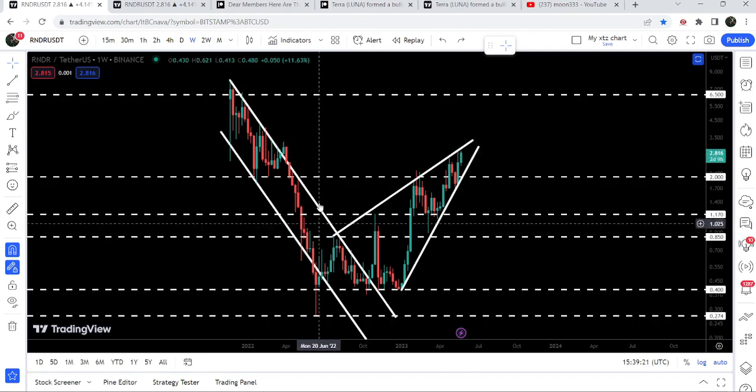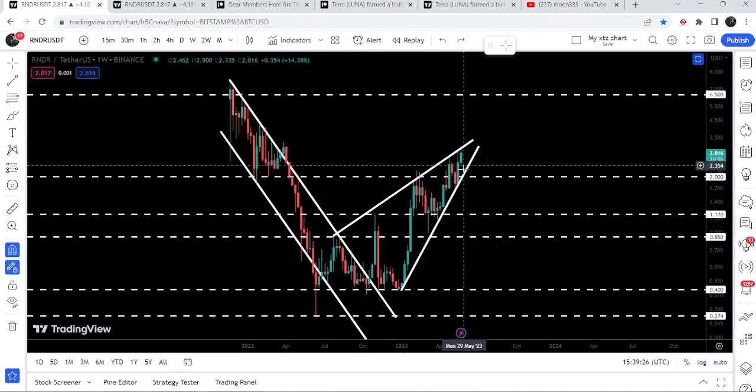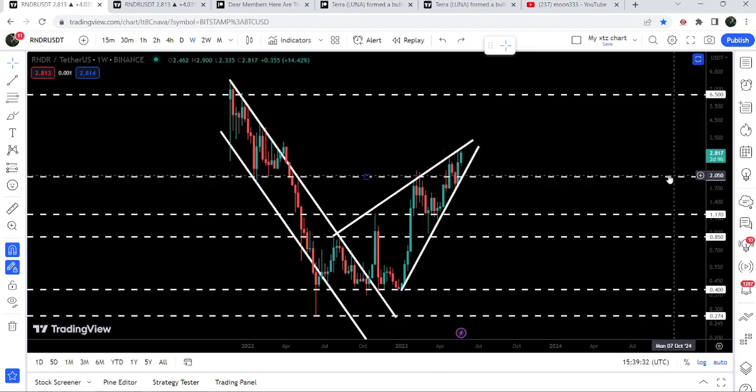Now, for example, if the price then reaches $3.81, then there will be a very high probability that it may also break out of this huge rising wedge pattern that is formed on this weekly time frame chart. And you can see after testing the support of this bigger rising wedge pattern, it has also broken out of this very big and huge resistance of $2.